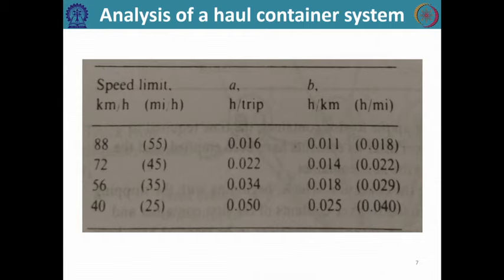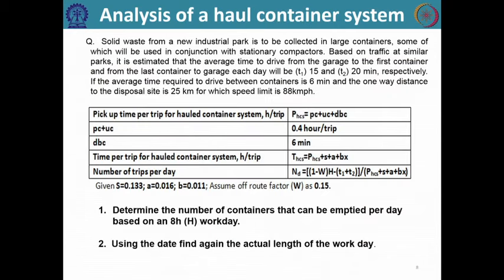If mile per hour is given, you have to use the B value in hour per mile also. If it is given in kilometer per hour, you will be using the B value in hour per kilometer, the same corresponding value. So, if 55 mile per hour is given, that would be 88 kilometer per hour, and its corresponding value for 88 would be 0.011 hour per kilometer, not 0.018. That would ease your numerical. Let us solve the numerical.